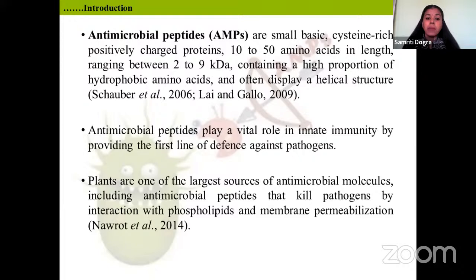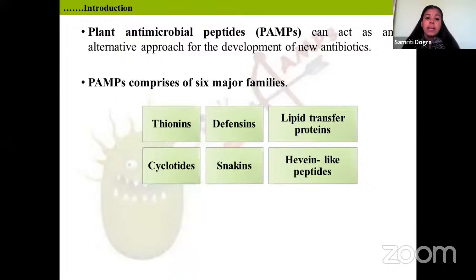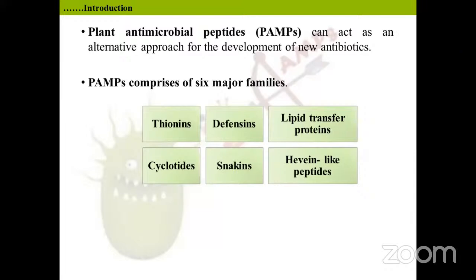Plants are one of the largest sources of antimicrobial molecules, including antimicrobial peptides that kill pathogens by interacting with the phospholipids and causing membrane permeabilization. Plant antimicrobial peptides, sometimes called PAMPs, can act as an alternative approach for the development of new antibiotics. PAMPs comprise six main families: thionins, defensins, lipid transfer proteins, cyclotides, snakins, and hevein-like peptides.